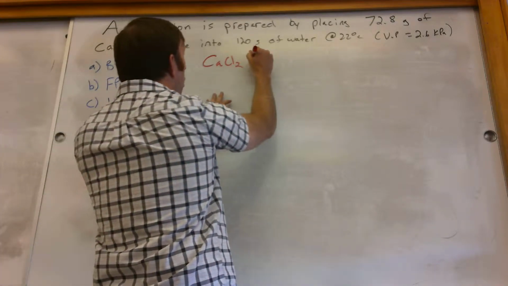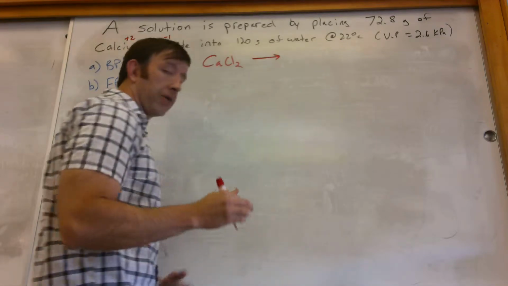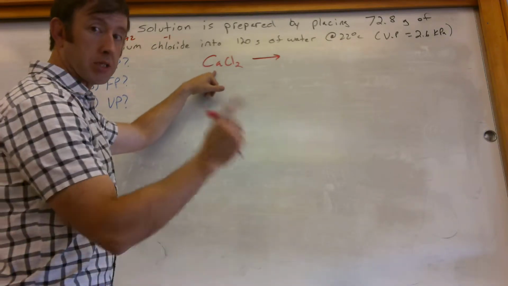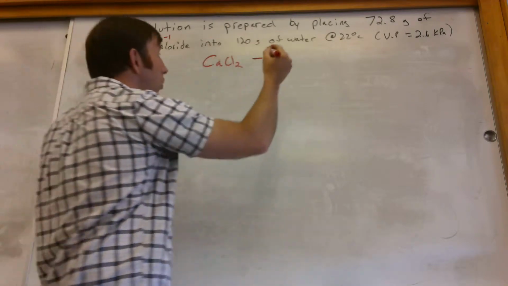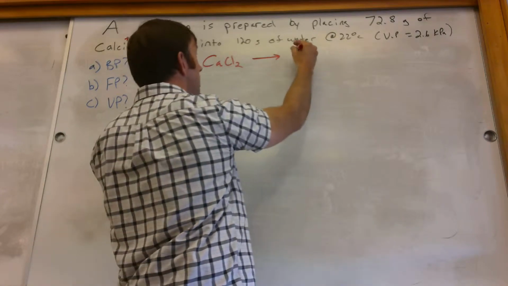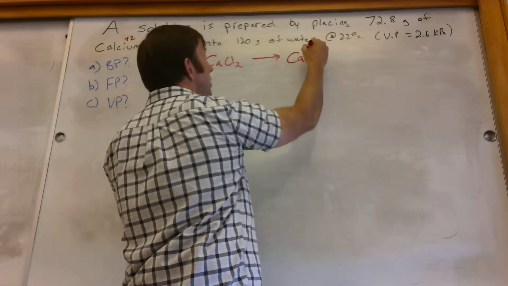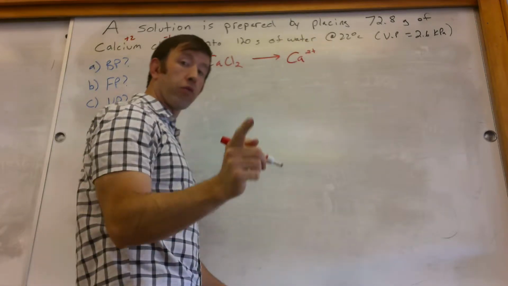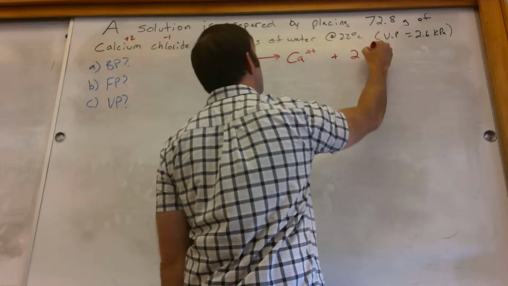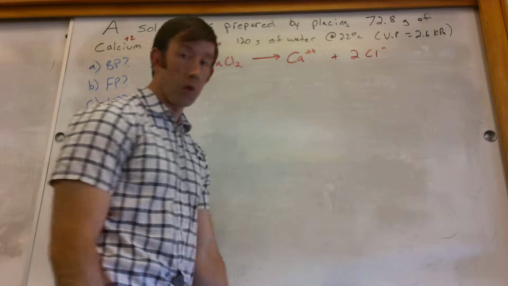Now, when I dissolve it into water, you have to remember the dissociation of an ionic compound. We know this is ionic because calcium is a metal. It will produce the individual ions that we see in this formula. So I'm going to get a calcium ion, which has a 2+ charge, don't forget your charges, by the way, and 2 chloride ions, which have a -1 charge.